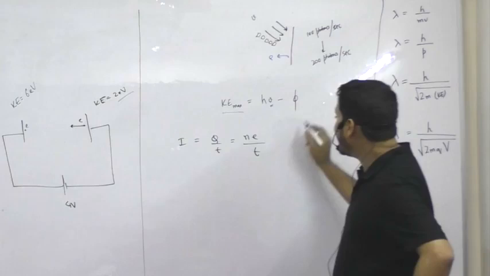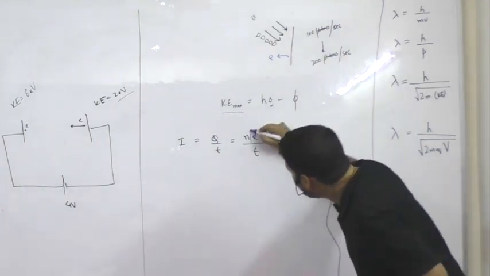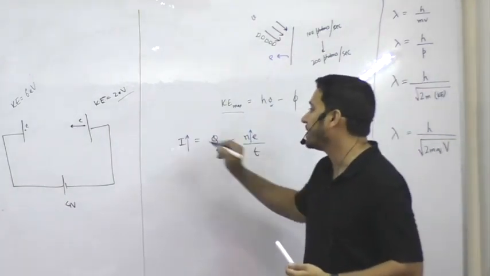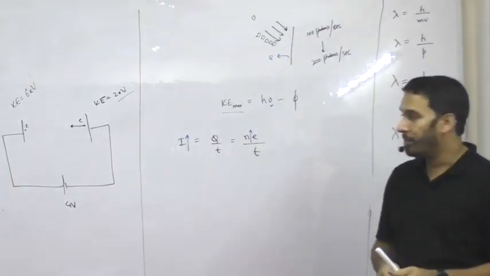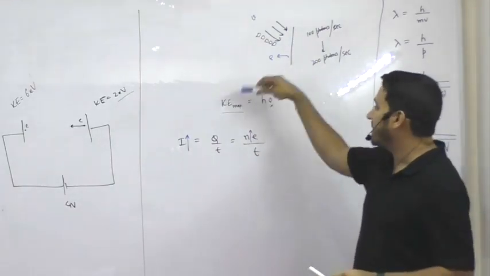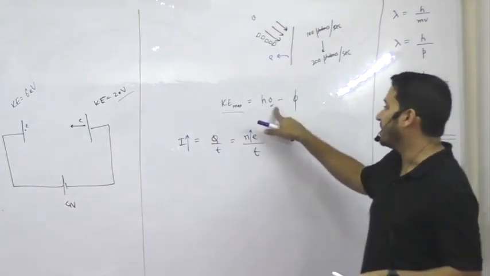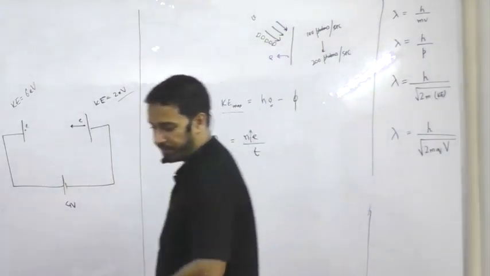So when intensity increases, what goes up? The number of electrons coming out increases. So as a result, what increases? Current increases. But the kinetic energy of the ejected electron remains same. If I want to increase that, what do I have to increase? Nu. So just make a quick note.